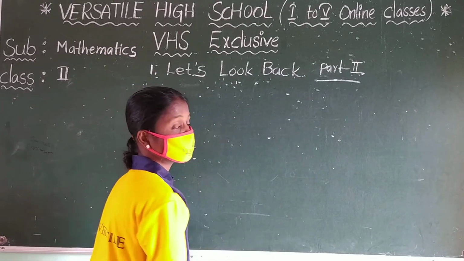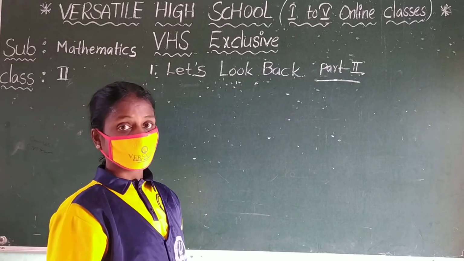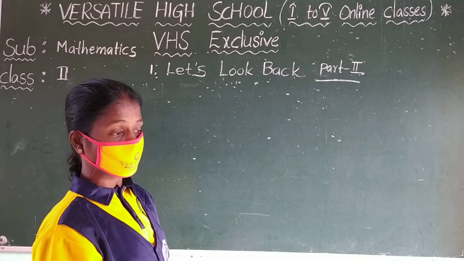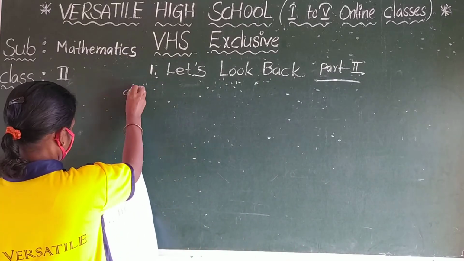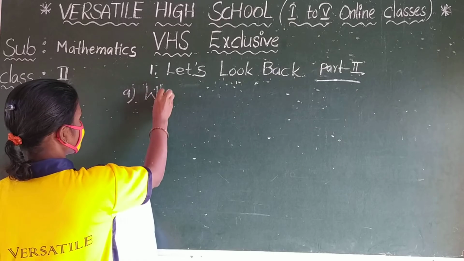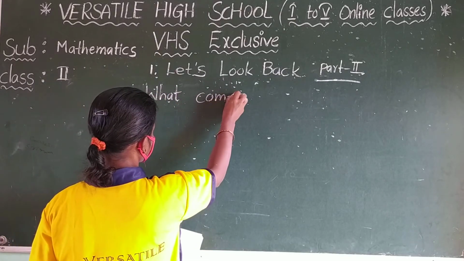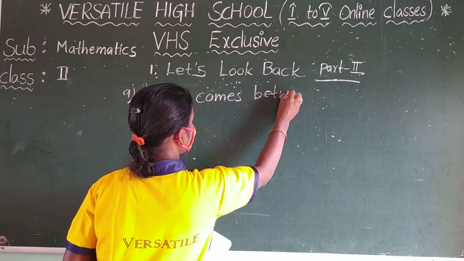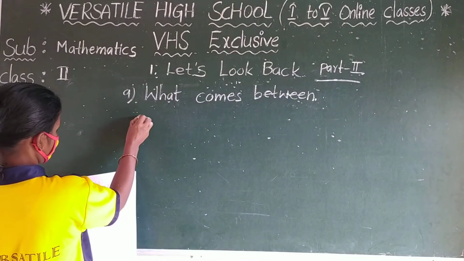Children, you must read the bit name. If you don't read the bit name, then you can't do the problems. First you read perfectly what the bit is giving us. So here 9th bit. What is it? What comes between? So here giving us some questions.